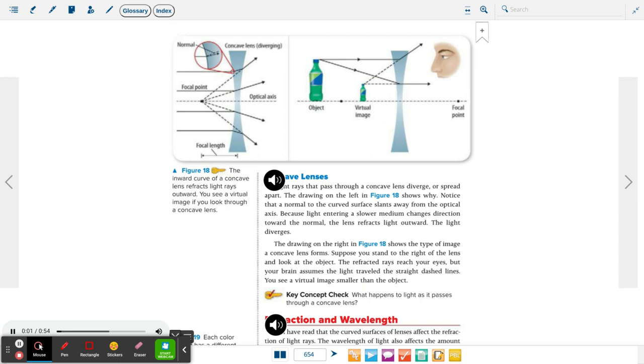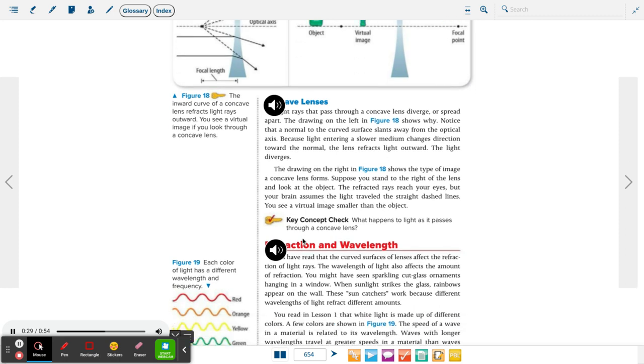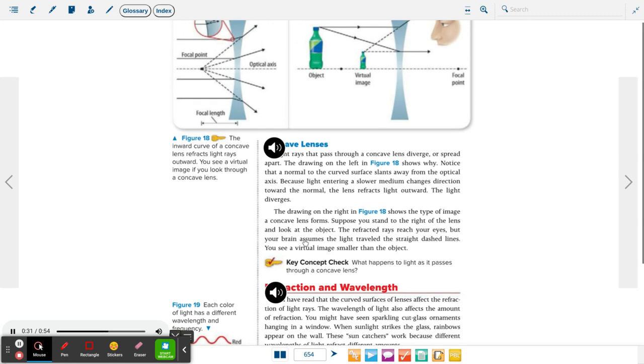Concave lenses. Light rays that pass through a concave lens diverge or spread apart. The drawing on the left in Figure 18 shows why. Notice that a normal to the curved surface slants away from the optical axis. Because light entering a slower medium changes direction toward the normal, the lens refracts light outward. The light diverges.